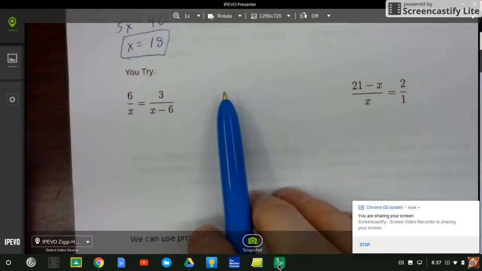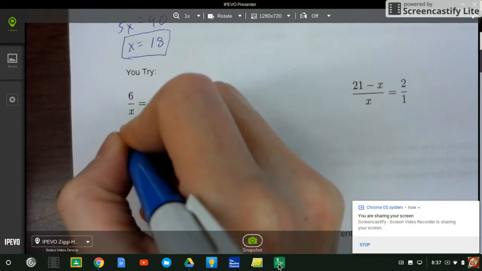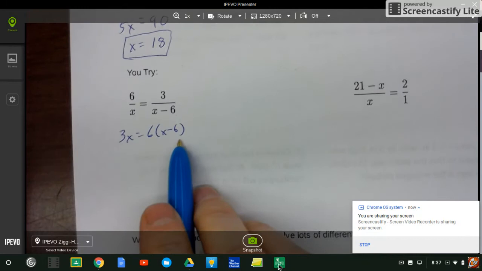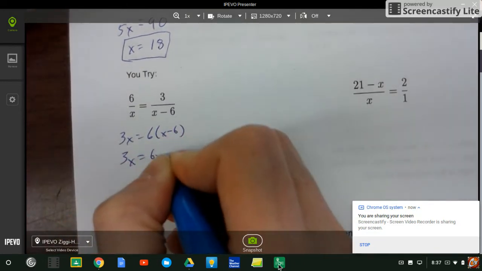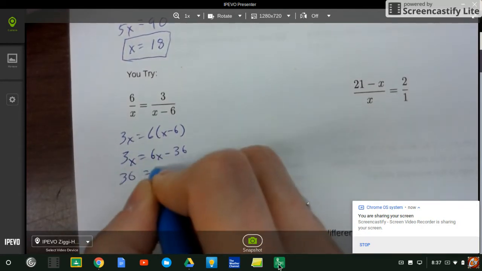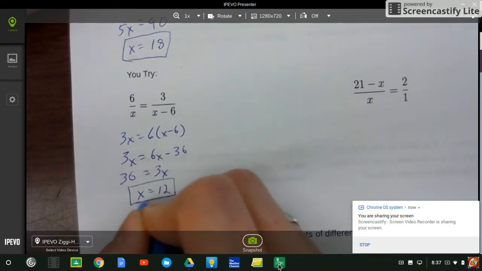So let's take a look at these two problems that you just worked on. We cross multiply, so that's 3 times x, 6 times x minus 6. Now I went ahead and wrote it out like this so I don't forget to distribute. So it's 3x equals 6x minus 36. I'll move my 36 over here. I'll move 3x over there. So x is 12. Okay?